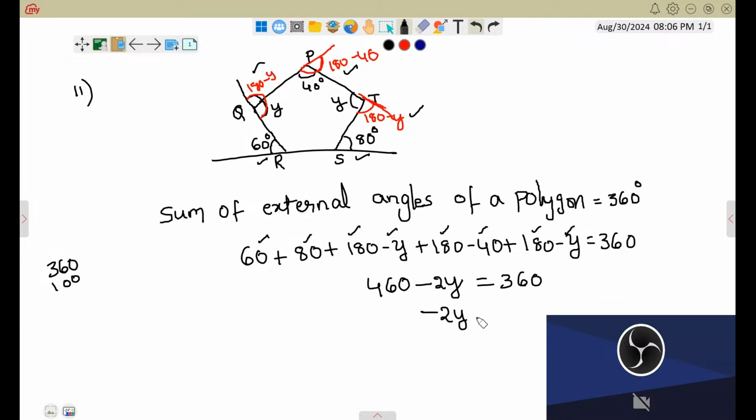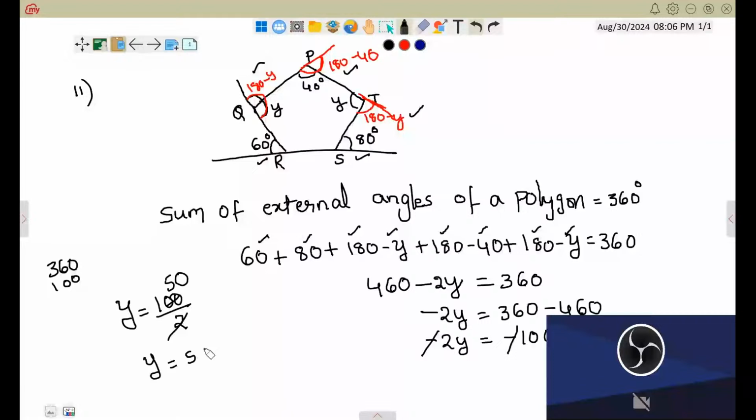So minus 2y is equal to 360, and this plus 460 goes to the other side as minus 460. That is minus 2y equal to minus 100. Cancel the minus on both sides, and y is 100 by 2, which is 50 degrees. Understand? The sum of all the external angles is 360. Is the option there?